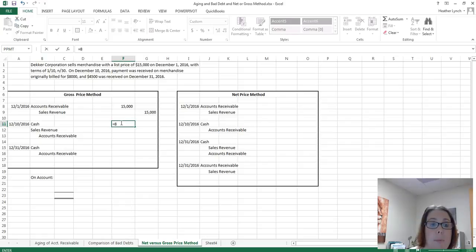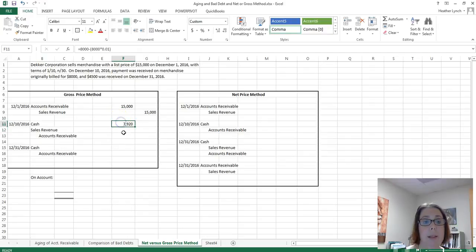They paid $8,000, so we take the $8,000 times 0.01. They're going to be mailing us a check for $7,920. Now, in things you were used to in the past, we would have used the account sales discount. Well, sales discount is no longer an account that we use. You may or may not run across this.